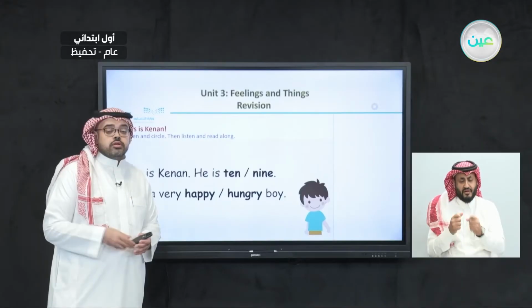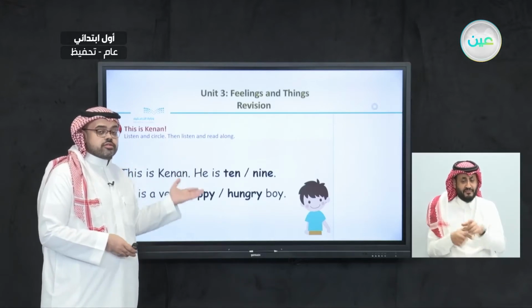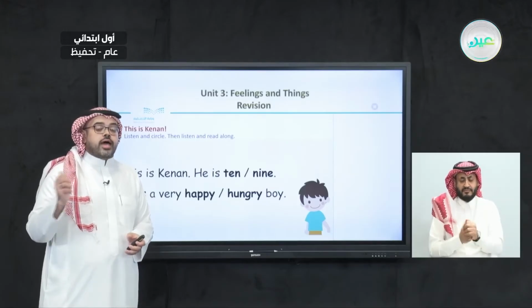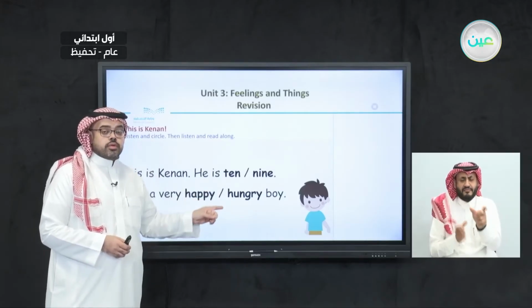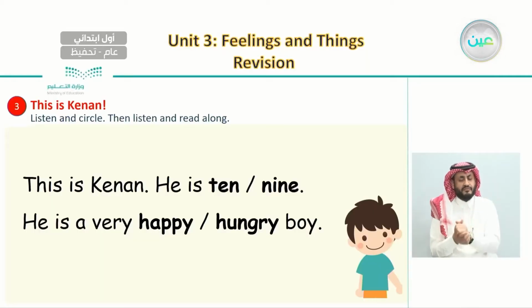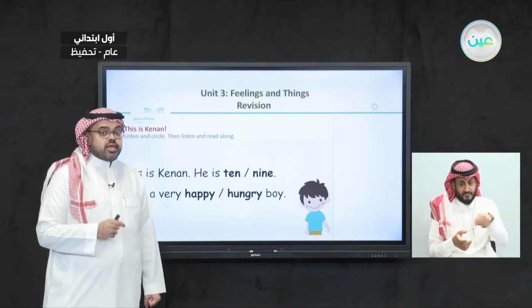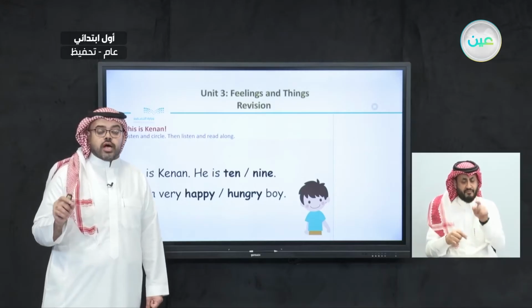Quick revision of our last lesson. In our last lesson, we listened to an interesting story called This is Kinan. After we listened, we circled the words we heard in this story. After this, we listened again and also read the story. So now we're going to do this exercise one more time, where we listen to it, circle the right answers, and then read them after we choose the right answers.